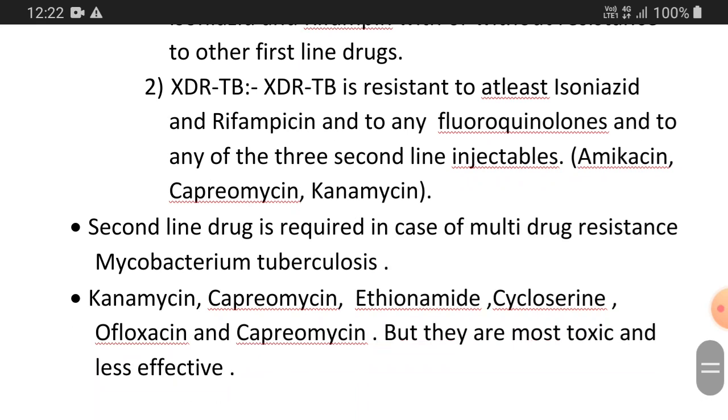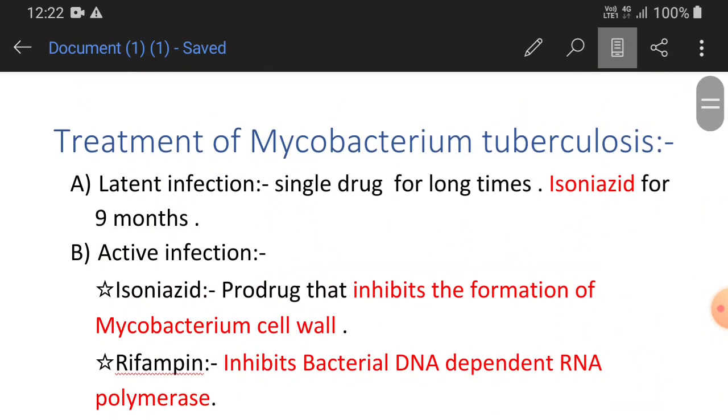So that is the first video for Mycobacterium tuberculosis treatment. In the next video, we are going to talk about directly observed therapy, and that will be the last video on Mycobacterium tuberculosis.